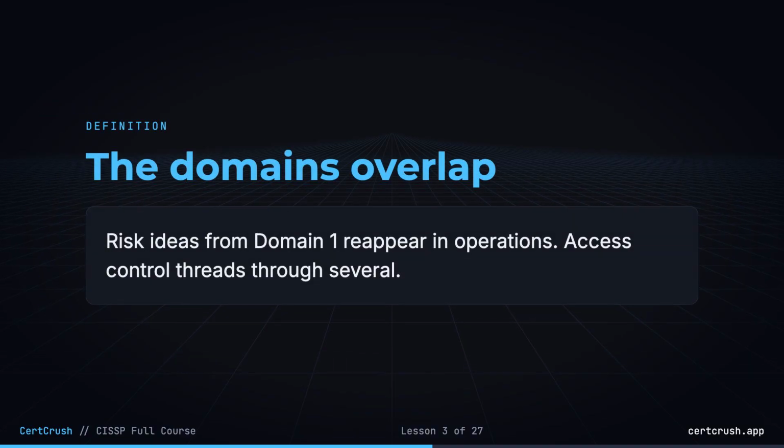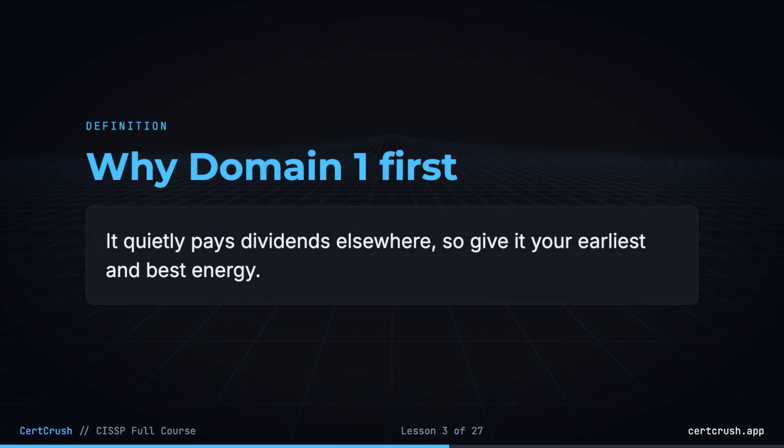There's a subtlety worth naming. The domains overlap more than the neat list suggests. Risk management ideas from Domain 1 reappear when you study operations in Domain 7. Access control concepts thread through several domains at once. So time spent on the heavily weighted, foundational material in Domain 1 quietly pays dividends elsewhere. That's another reason the biggest slice deserves your earliest and best energy.